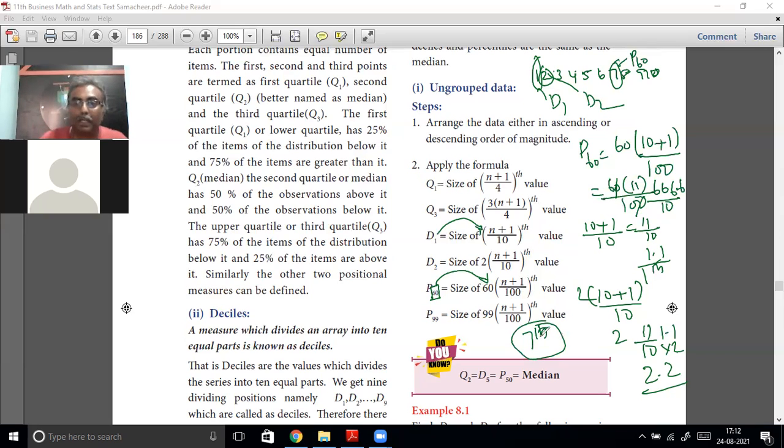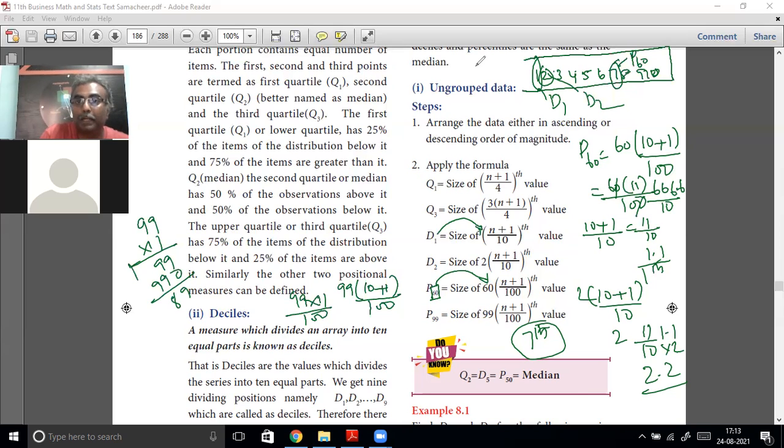Okay, understood. How to find the 99th percentile: 99 into 10 plus 1 divided by 100. 10 plus 1 is 11. 99 into 11 divided by 100. Uncle, why are we taking n as 10? There are only 10 values in the array. The number of values is 10. That is only n: in the given group of data, how many data are there? That is only n. Understood.